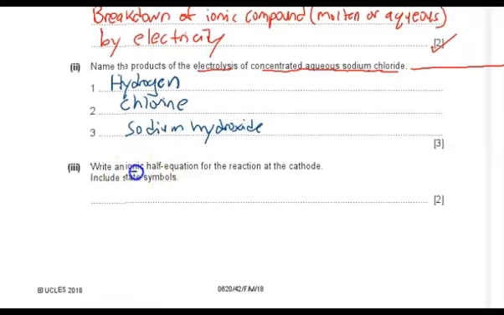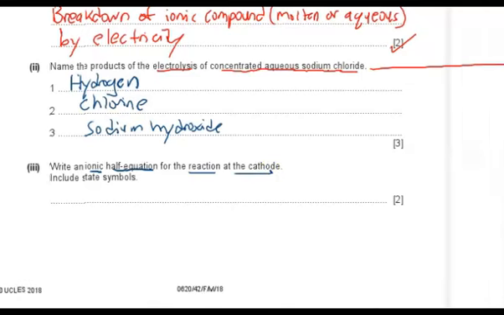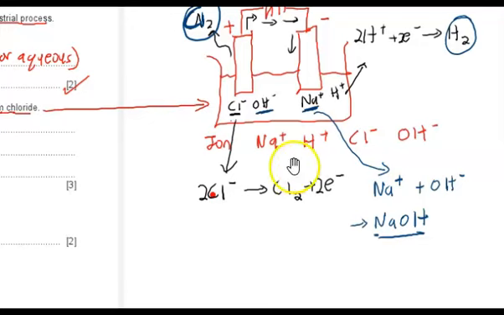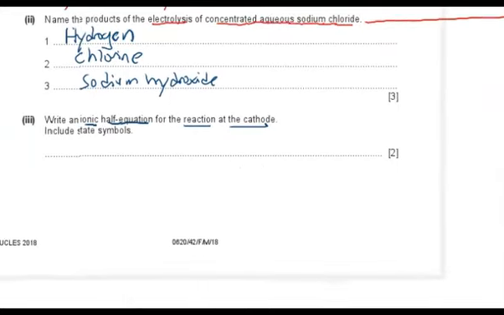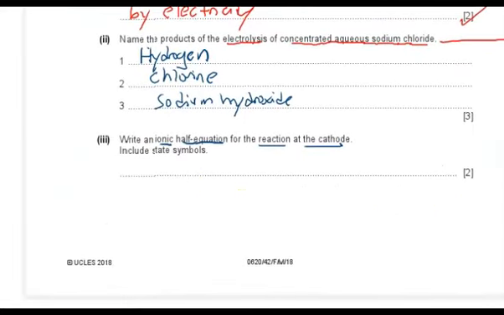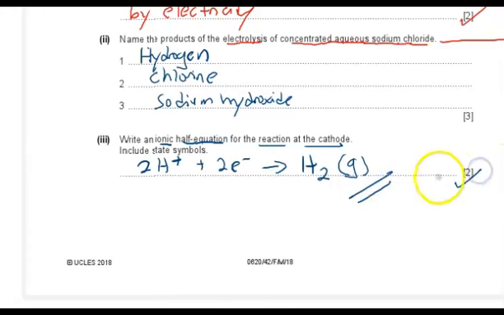Now they are asking for the half ionic equation for the reaction at the cathode. So at the cathode, the hydrogen's reaction. Let me write it. So here will be 2 hydrogen ions, they will receive 2 electrons and they will form hydrogen gas. So this is a gas. So we have 2 marks over here. Okay, we move on with the next question.